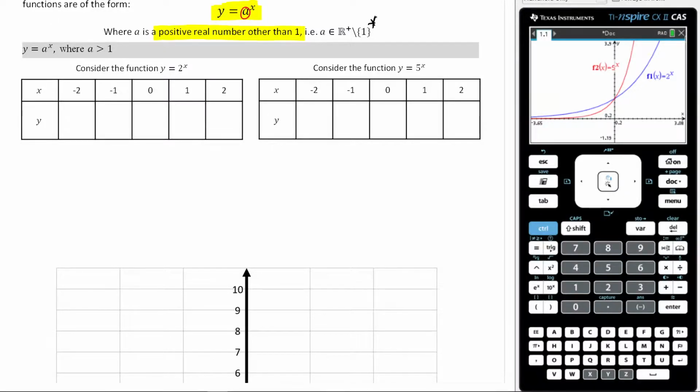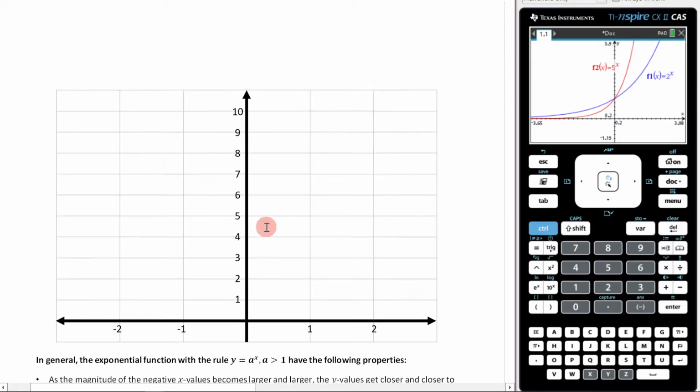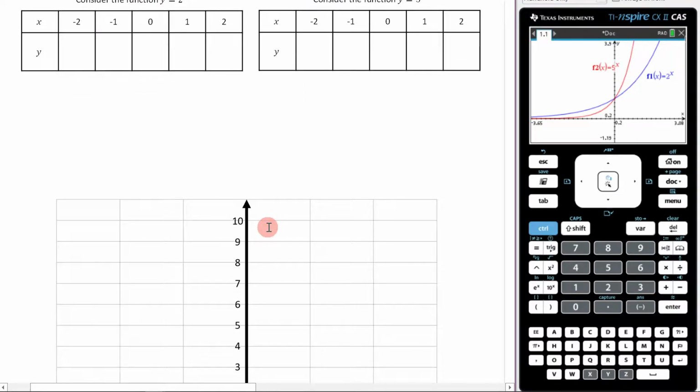We're now going to go through this. So it says y is equal to a to the x, where a is greater than 1. So we're going to consider the function this and consider the function this. We're going to fill out some table of values, and then we're going to sketch them just to get a sense of how these graphs operate.